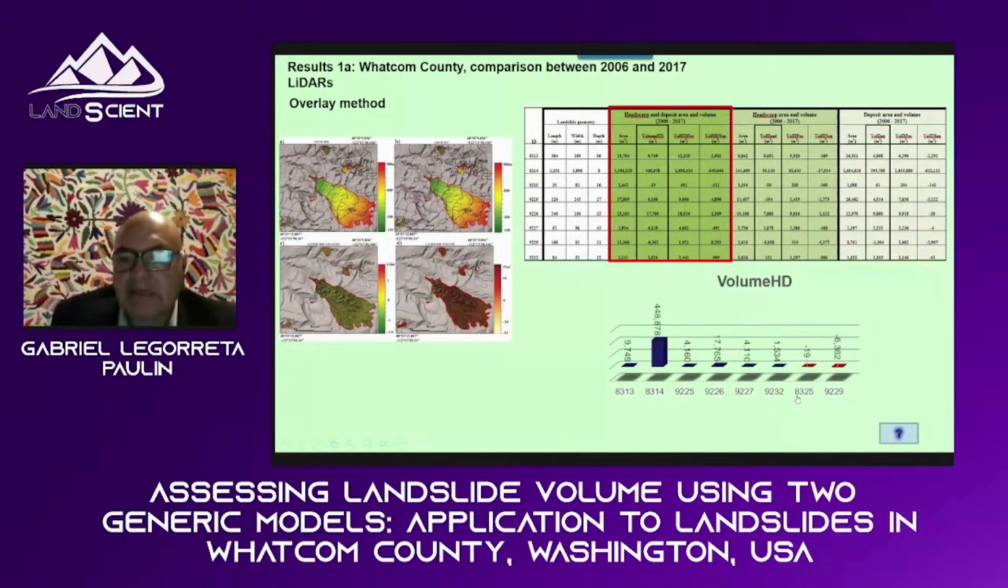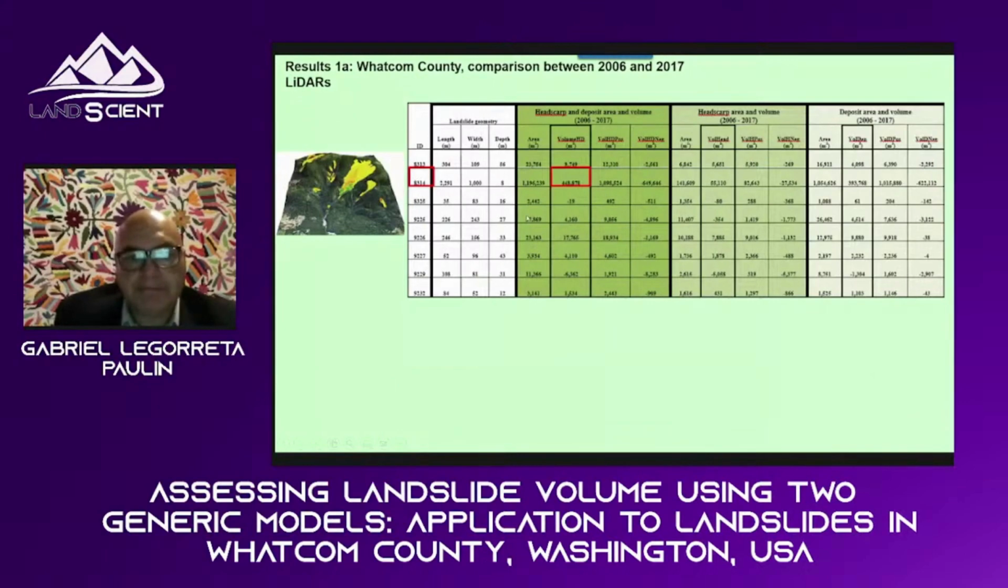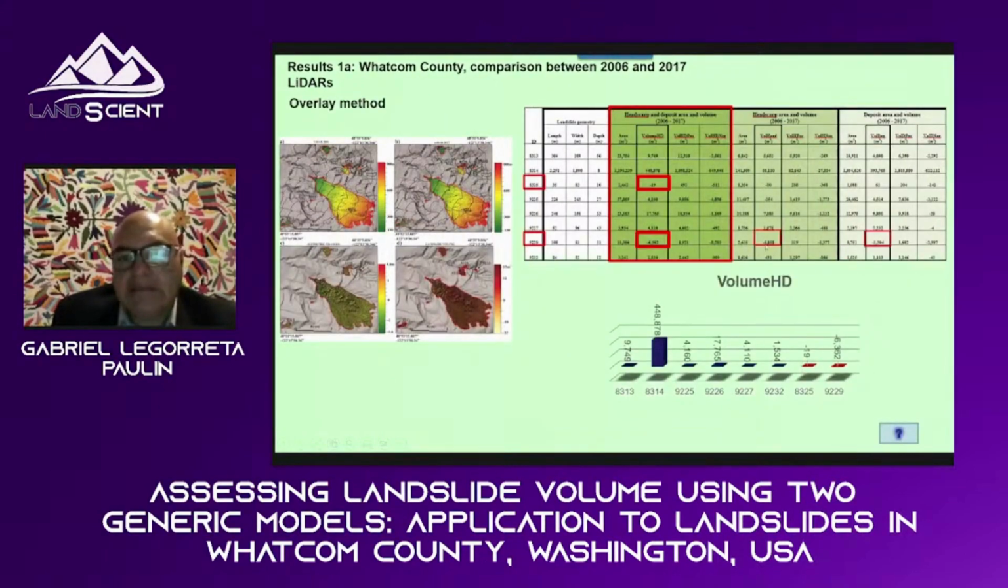But 2 of them, landslide 8325 and landslide 9229, have negative values, and for that, these 2 landslides can be considered as not active or in the future as relic landslides, especially landslide 9229, because these have negative values, accumulation in the headscarp and accumulation in the deposit. In the case of landslide 8325, they have accumulation in the headscarp, but the deposit is still active.